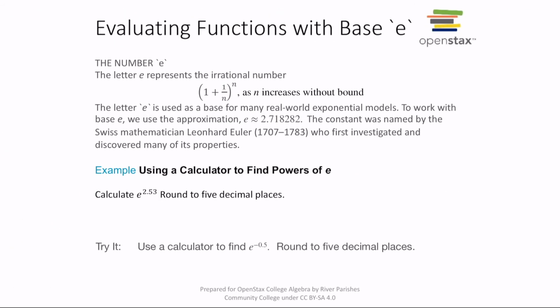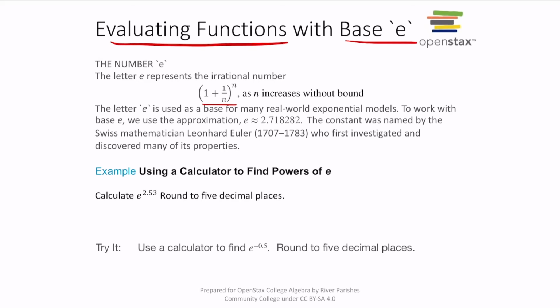Next, let's talk about evaluating functions with base e. So the base e here represents the value of 1 plus 1 by n, whole to the power n. The base e here is an irrational number. That irrational number value is e equal to 2.71828. This is the closest constant value that we can find. And this generally works with the type of model called the exponential model.